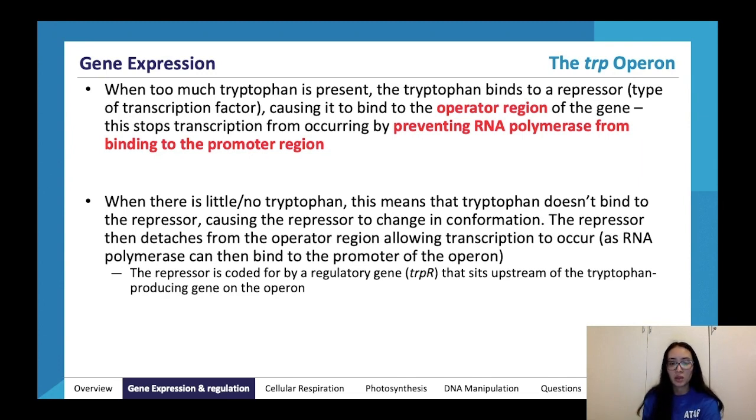The repressor is coded for by a regulatory gene, trpR, and this sits upstream, so just way out, separate from the operon. And so it's way upstream of the tryptophan producing genes on the operon. So the repressor is also a protein or an enzyme. It's encoded by a gene because it is a protein, and it's just separate to the entire operon.